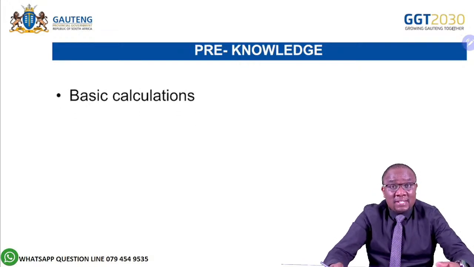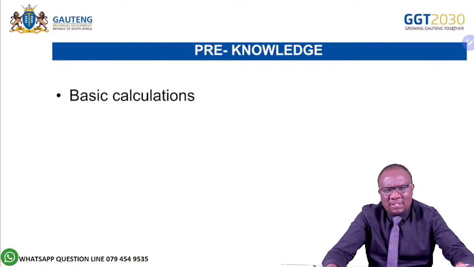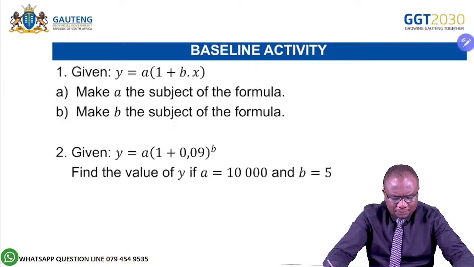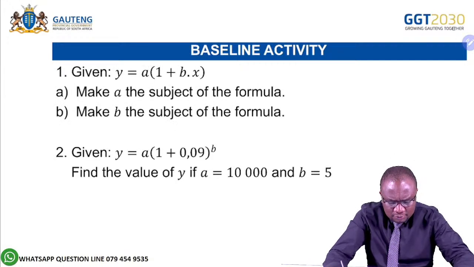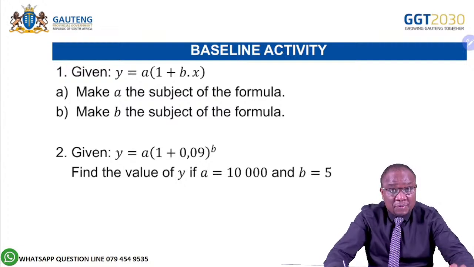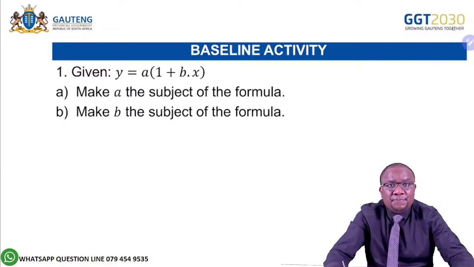So we've done basic calculations. Remember, when you're calculating percentages, we're going to use those in this lesson. Before we move any further, I want us to do this baseline activity. We're going to do question 1 for 3 minutes, and then question 2 for 2 minutes. So question 1 means 1A and 1B for 3 minutes, and then question 2 for 2 minutes. Let's start with question 1 for 3 minutes.